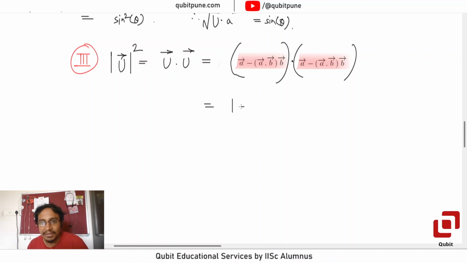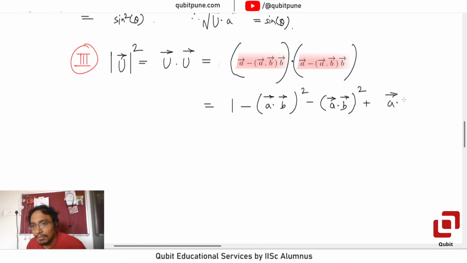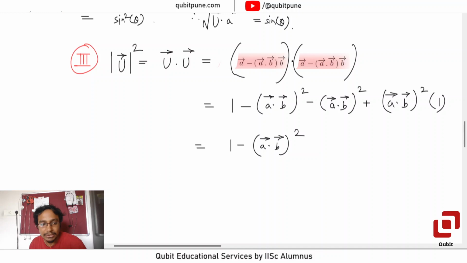a bar dot a bar is 1, minus (a bar dot b bar) into (a bar dot b bar), so squared, minus (a bar dot b bar) times (b bar dot a bar). Dot product is commutative, so again this becomes plus (a bar dot b bar) squared into b bar dot b bar, which is again 1. So effectively what are we getting? 1 minus (a bar dot b bar) squared. These two cancel out.